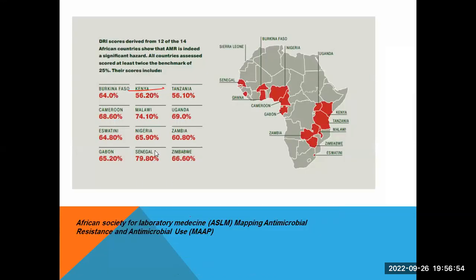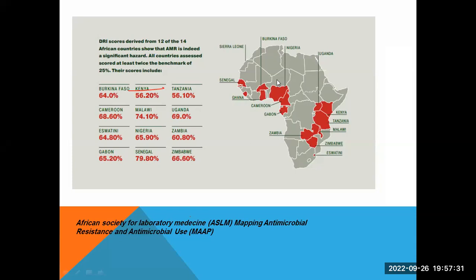So again, this is very newly published, I believe in a week or something, by the African Society for Laboratory Medicine, which is mapping antimicrobial resistance and antimicrobial use. As you can see here, this is the DRI, the drug resistant index, and it correlates the effects of an antibiotic and how well it's doing regarding the resistance issue. This one is done in Africa, and supposedly the cutoff point is 25%. If you are under 25%, then you're doing a great job. If you're above 25%, then you're really having a problem.